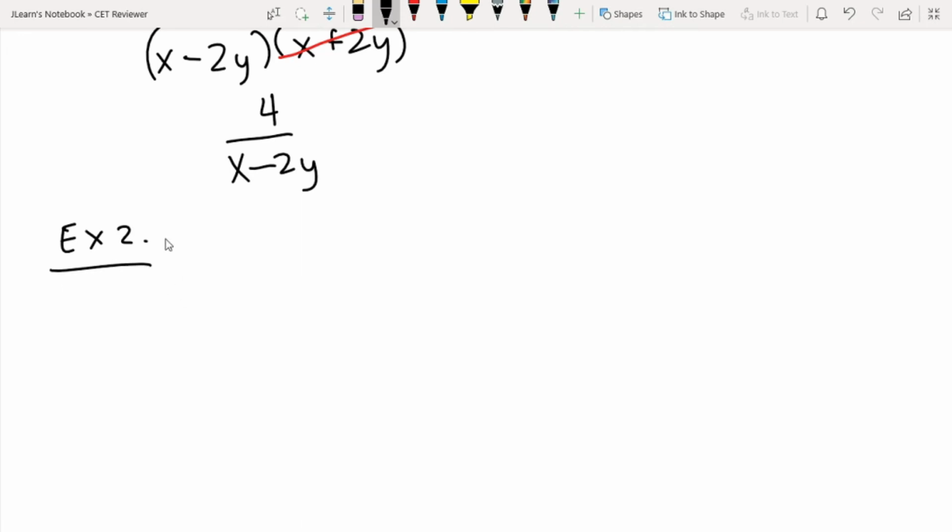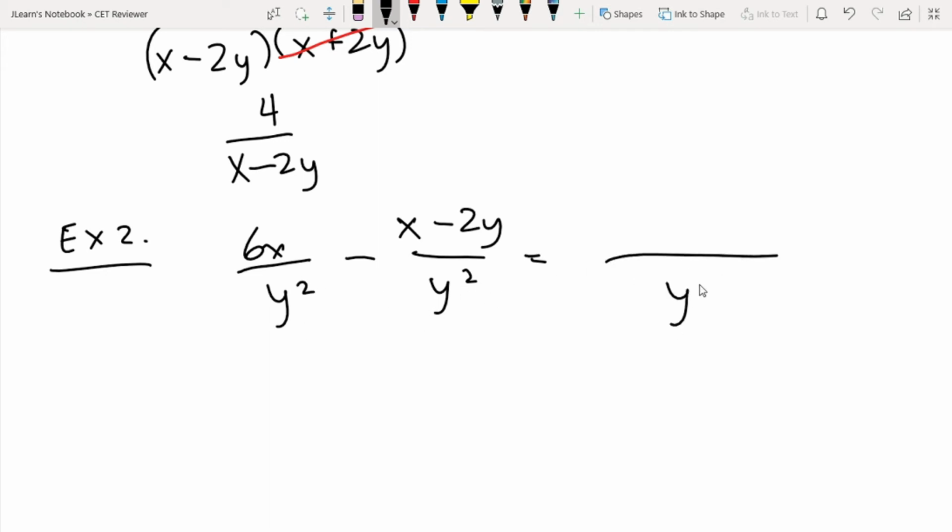So, let's say we want to add or subtract rational algebraic expressions. So, let's do a simple example. Let's say you have 6x over y squared minus x minus 2y over y squared. Okay? So, ito, basically, you have the same denominator. So, madali lang. Pwede mong i-combine lang yung mga nasa taas.